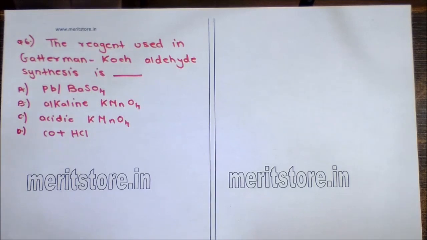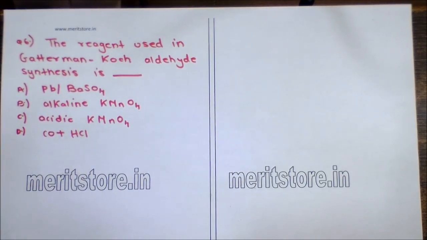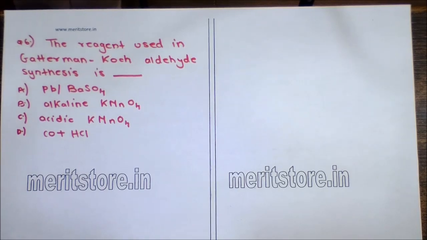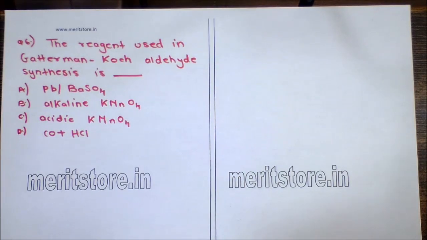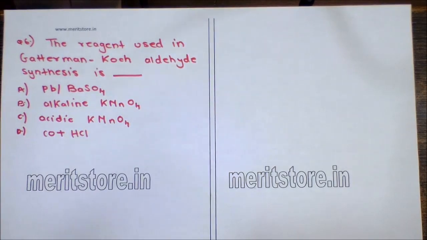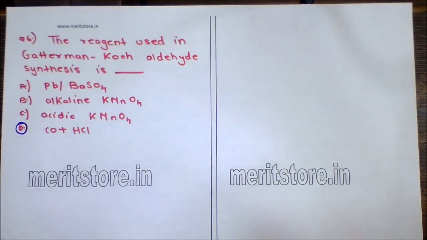Question 6. The reagent used in Gattermann-Koch aldehyde synthesis is: A. Pd-BaSO4, B. alkaline KMnO4, C. acidic KMnO4, D. CO plus HCl. In Gattermann-Koch we have carbon monoxide, CO, and HCl. Therefore option D, CO plus HCl, is my correct answer.